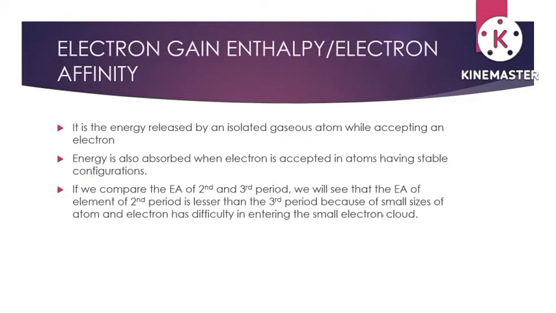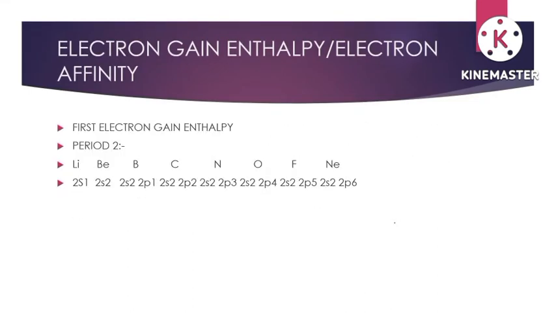Okay, and if we compare the electron affinity of second and third period, the electron affinity of second period is always less than third period because of the small size of the atoms in the second period, so the electron has difficulty in entering the small electron cloud. Okay, next, first electron gain enthalpy.